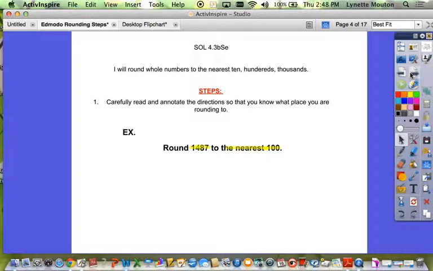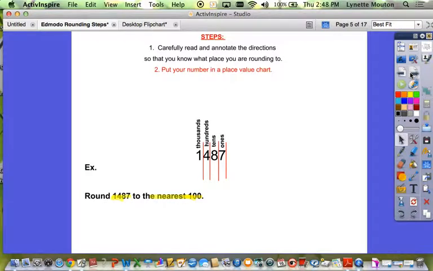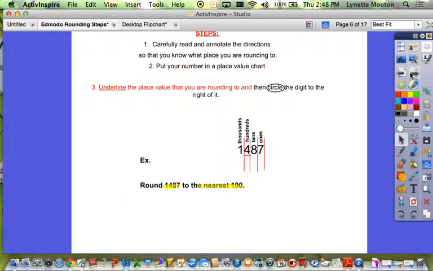What's the next step after we do that? Not yet. Very next step. It is a chart, but it's the what chart? Very good. You put your number in the place value chart so that you can make sure that you're rounding to the right place. What's our very next step? Underline the 4 because that's where you're rounding to.